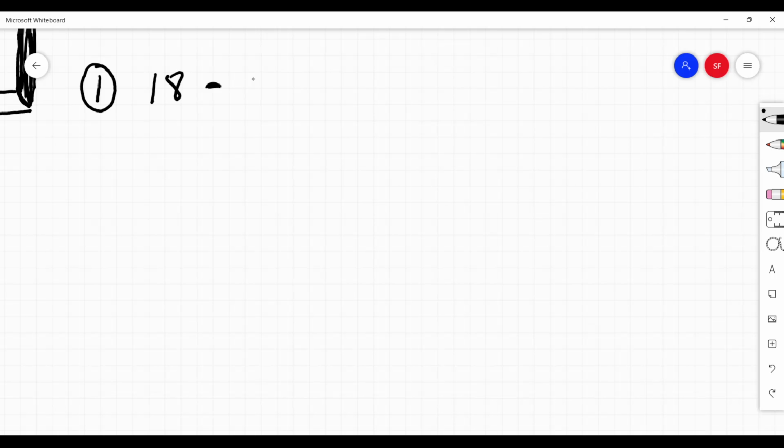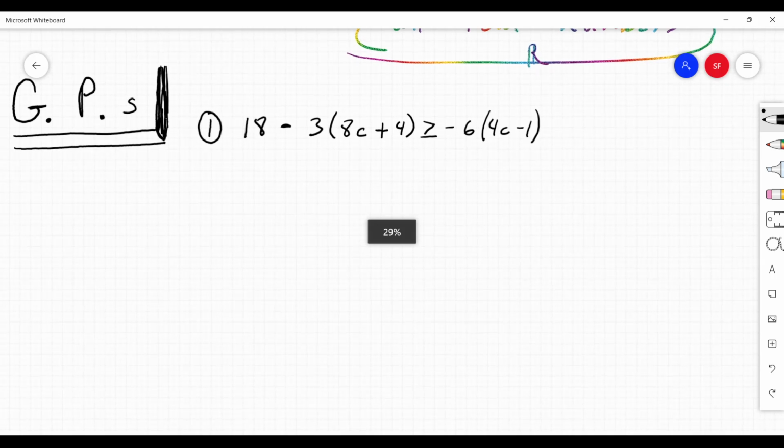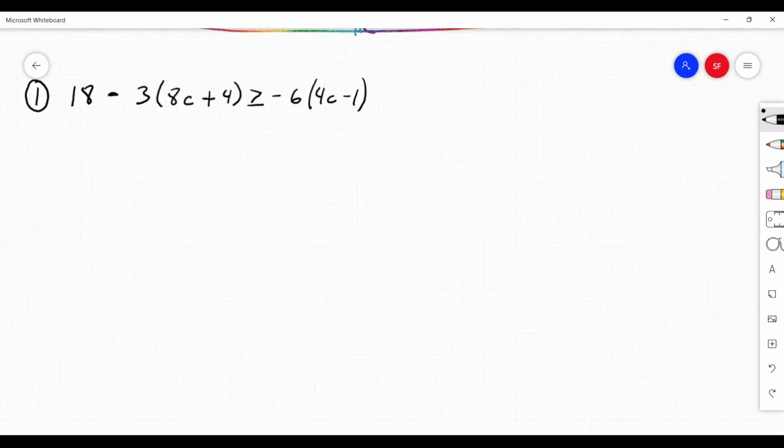Minus 3 times the quantity 8C plus 4 is greater than or equal to -6 times the quantity 4C minus 1. And your second GP.